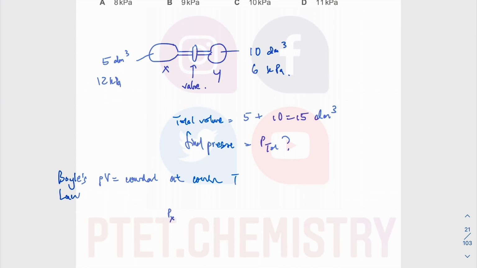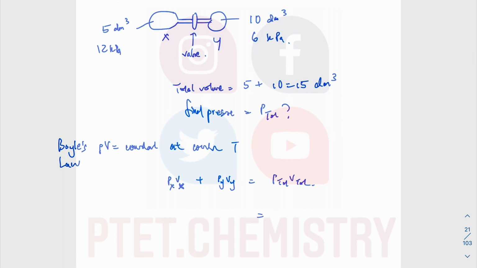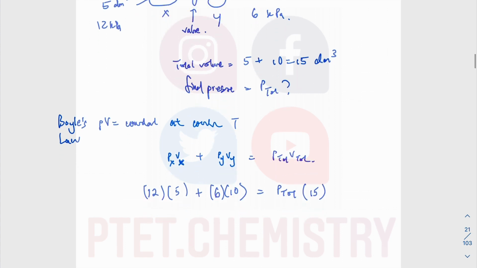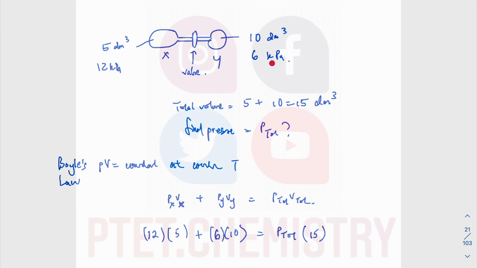So where you have Px Vx plus Py Vy will be equal to P total V total. Okay, so we're not going to concern ourselves about units that much here, because if you look at X, that is 12 kilopascal multiplied by 5 dm3 plus 6 kilopascal multiplied by 10 dm3. You want the P total, and then the V total is 15. Because I have used the P total of kilopascal and kilopascal, the P total will be in kilopascal as well, because it's going to be kilopascal times dm3.